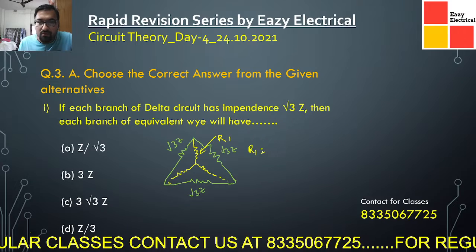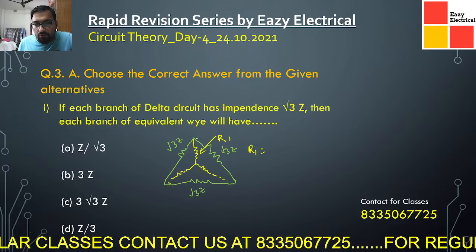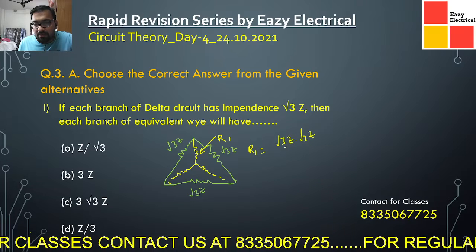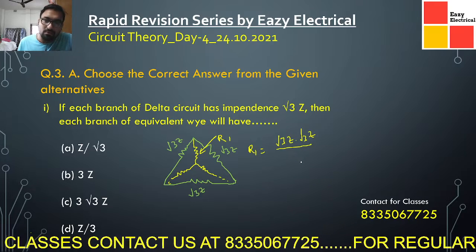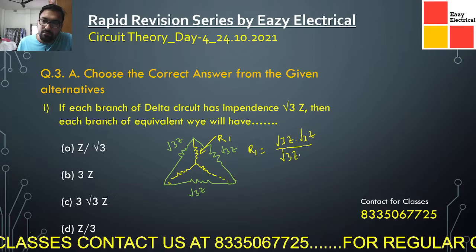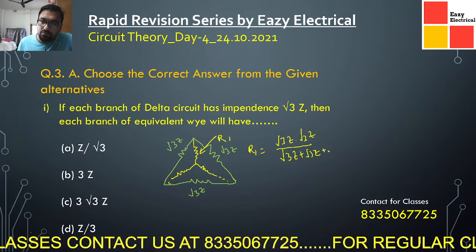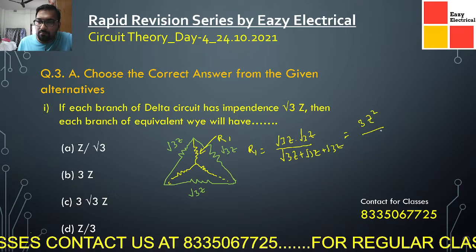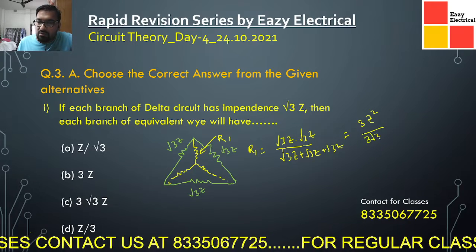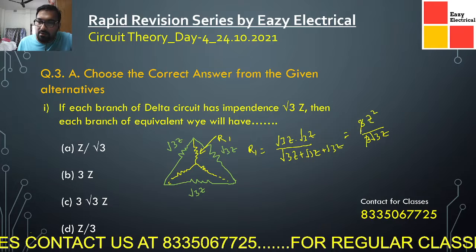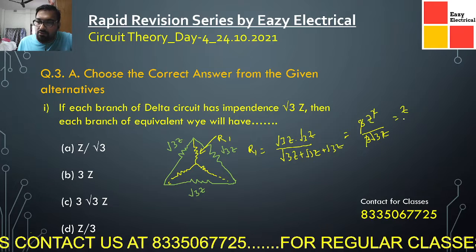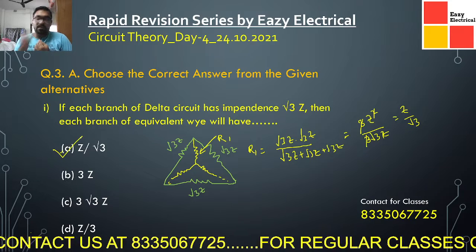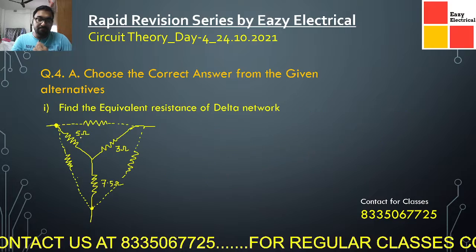R1 is basically the multiplication of both the two: root 3z into root 3z divided by the summation of all the three, that means root 3z plus root 3z plus root 3z. So whatever you are getting here is 3z square upon 3 root 3 z. So you can get it here z by root 3. Z by root 3 will be the correct answer. So Z by root 3, option A will be your correct answer.